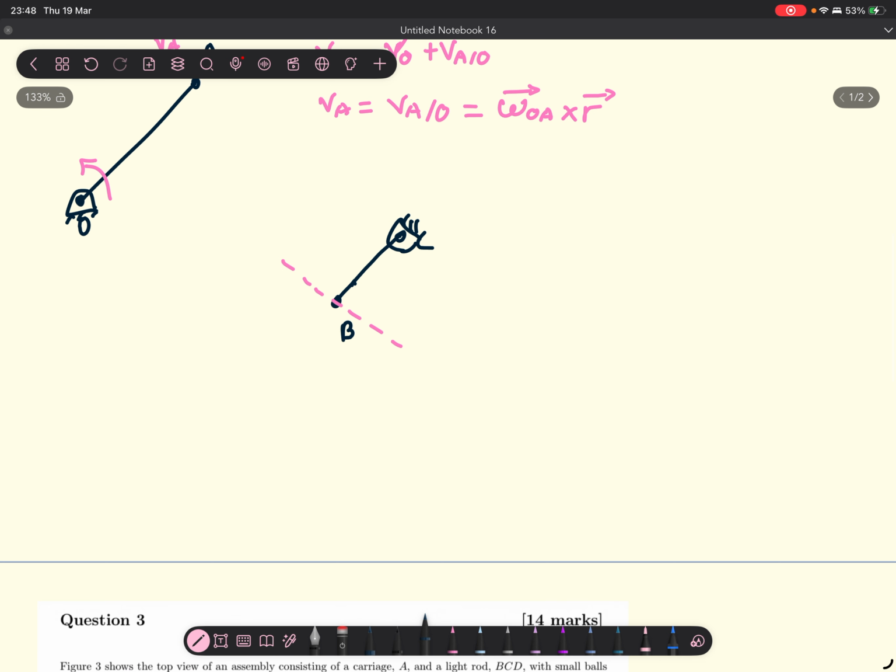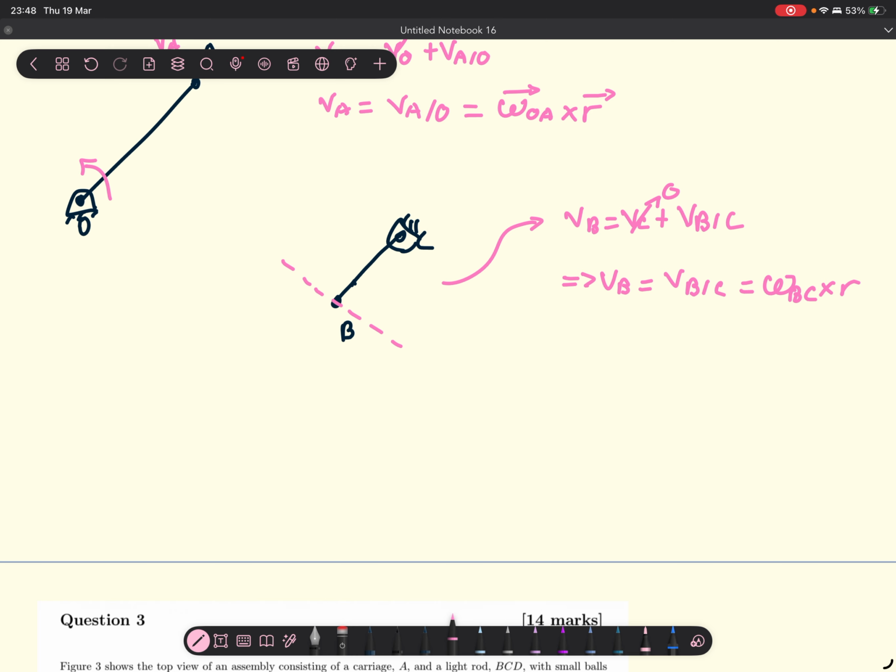Yeah, cool. So if you write the relative velocity equation, Vp is equal to Vc plus Vp relative to C. Vc is 0, so Vp is equal to Vp relative to C, which is equal to omega BC cross RBC, okay? And it's going to be perpendicular to that vector there, so it's perpendicular to that, okay?